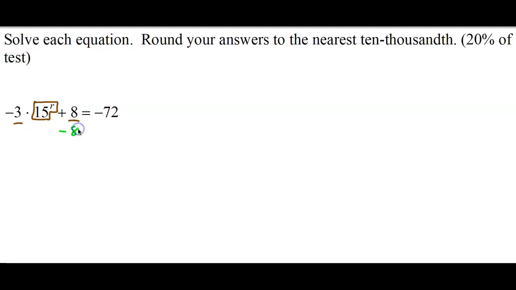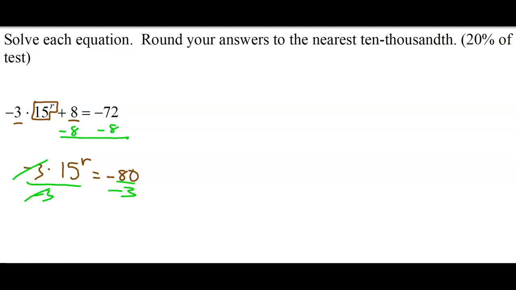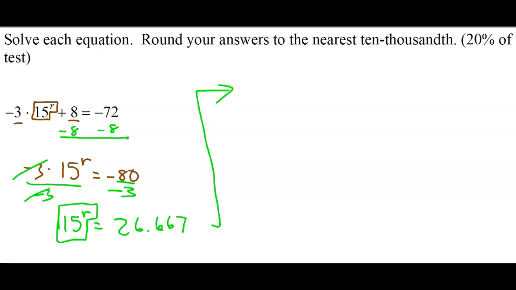So I'm going to start by minusing the 8 on both sides. What would that be? -80. Then I'm going to divide both sides by -3 to cancel that 3 out. And we have a decimal situation on our hands there, so 80 divided by 3 is going to be 26.667 approximately. Now I've got a base with an exponent. Now we can go ahead and log both sides.